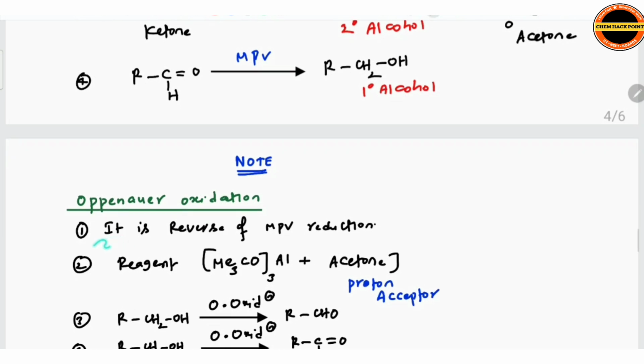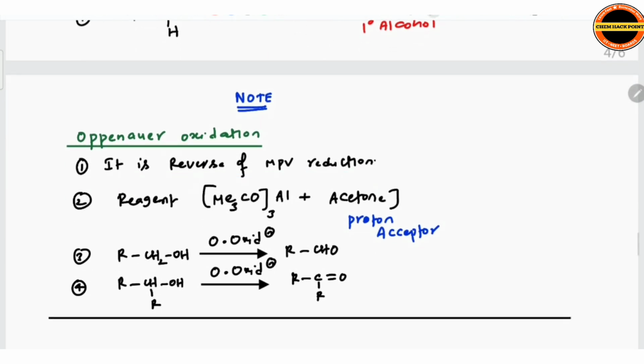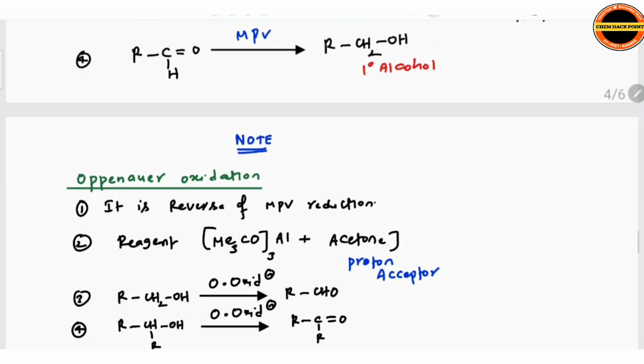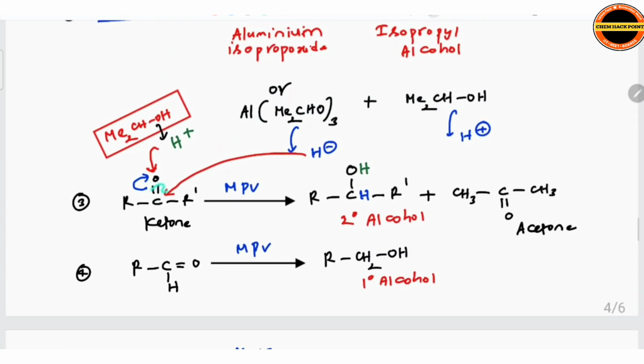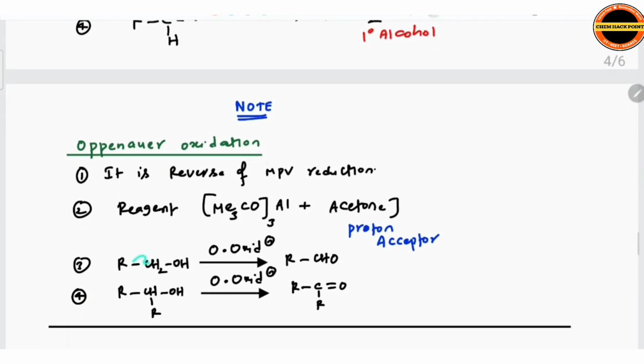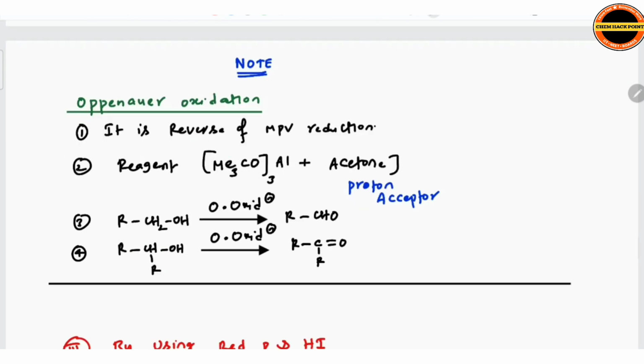Oppenauer oxidation is exactly the reverse of MPV reduction. Here what happens? Acetone as well as aluminium isopropoxide is the reagent. Primary alcohol in Oppenauer oxidation gives aldehyde, and secondary alcohol gives ketone. Exactly opposite. Previously, carbonyl group was converted into alcohol. Here alcohol is converted into carbonyl group. Okay, exactly opposite to the previous one.